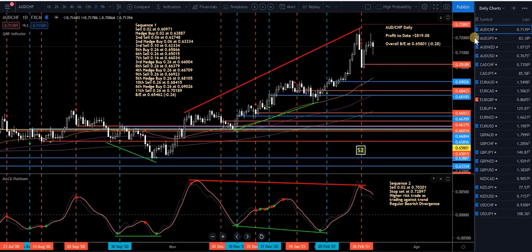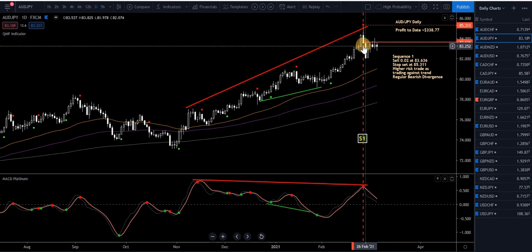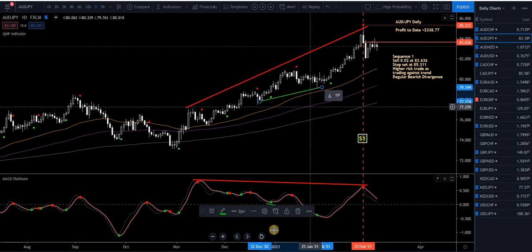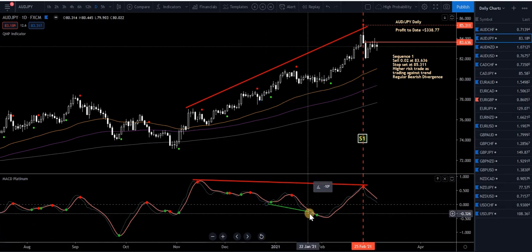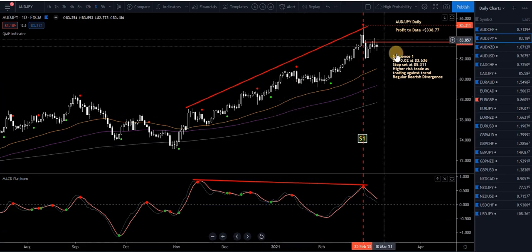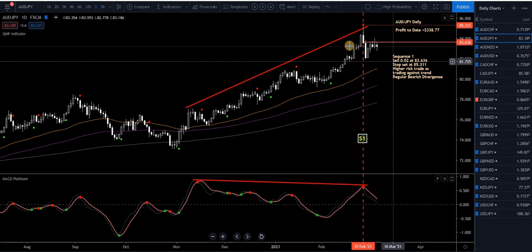You'll see it on a few pairs. Aussie yen. Took a sell in here. Again, you can read my notes. A lot of high risk trades against the trend. I'll probably get rid of these green lines. They're no longer valid, and I just don't like to clutter up the chart. So you can see my notes. High risk trade, trading against the trend, regular bearish divergence.